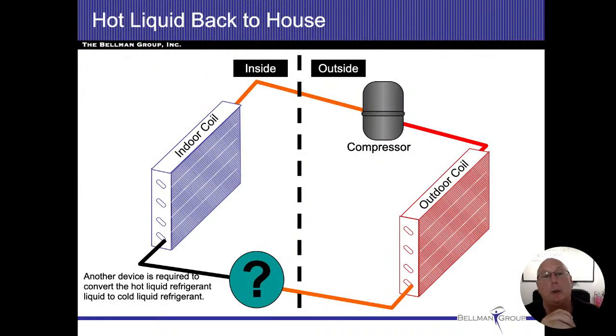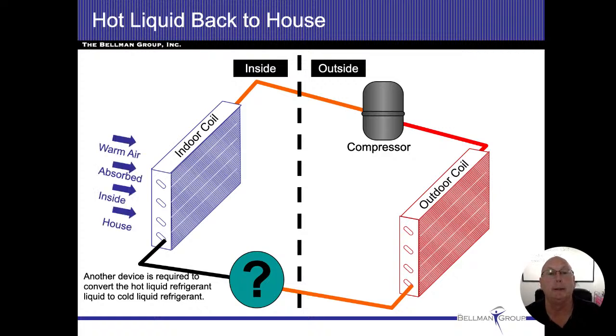So we started at our indoor coil again. We absorbed heat, we're a gas, we send the gas to the compressor, we compress it, now we make it a high temperature, high pressure gas, we blow outside air over it, we get rid of that heat. On there it changes back to a liquid, it's still high pressure, but now I need to lower that pressure, because when I lower that pressure, I'm going to lower the temperature as well, so I can bring a nice cold liquid into my indoor air, all right?